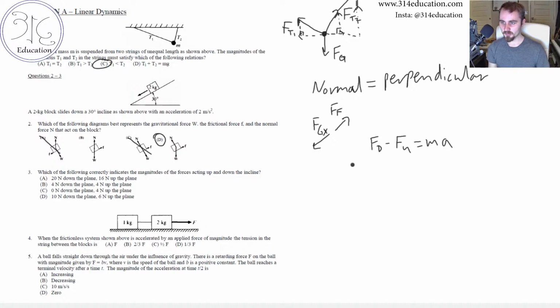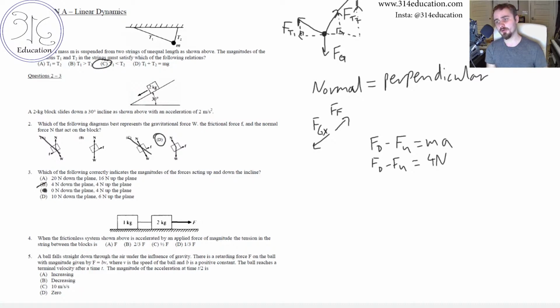So we expect this to meet the condition that this must equal 4 newtons. We have a net force of 4 newtons pulling us down the hill. So right away we can rule out some choices. These all have a gap of 4 newtons, but we expect the 4 newtons to be, well, okay, so B doesn't. We can rule that out.